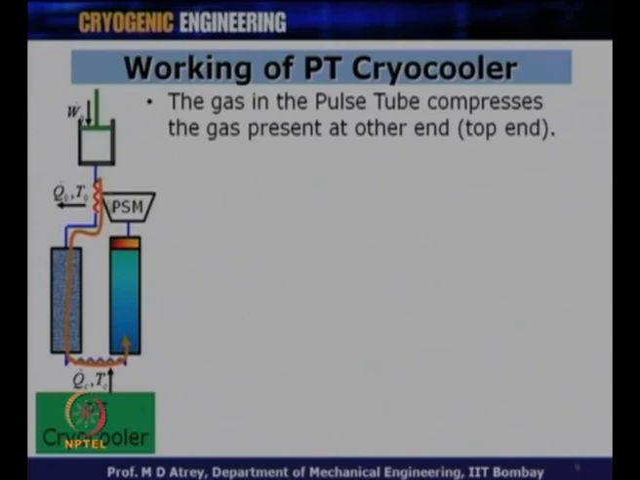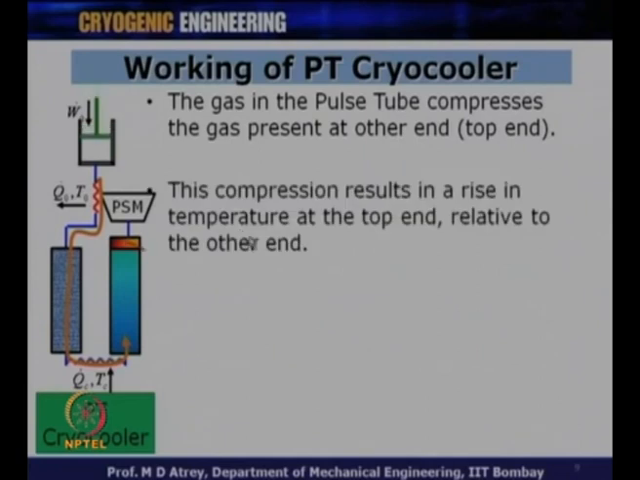As soon as the gas gets compressed, depending on the amplitude of the pressurization, the gas enters and compresses the gas already present in the tube, which is initially at the charging pressure. So, gas in the pulse tube compresses the gas present at the other end. Let us call this the top end, and this the bottom end of the pulse tube. This compression results in the rise of temperature at the top end. In fact, the temperature rises at every point, but the rise at the hot end, at the top end, will be much more than for the gas in the tube below the top end.